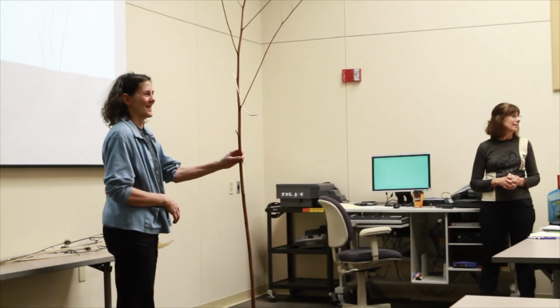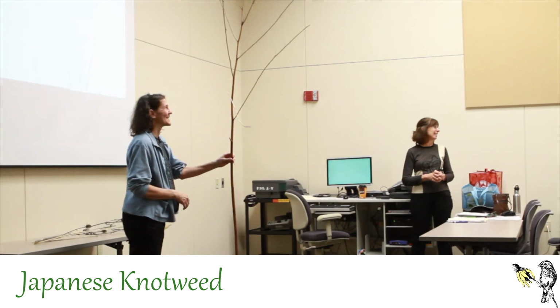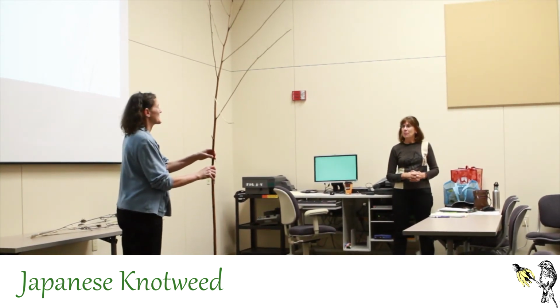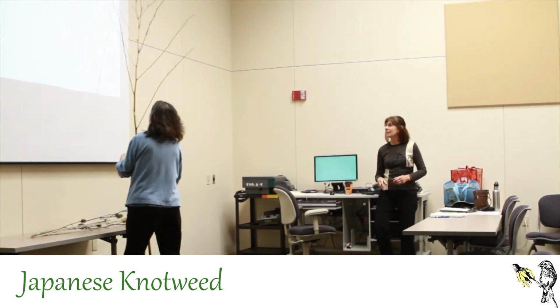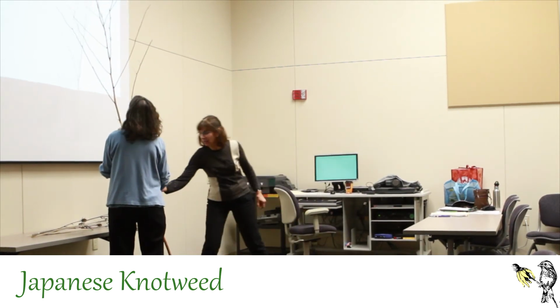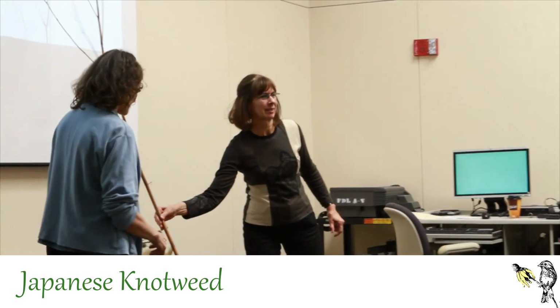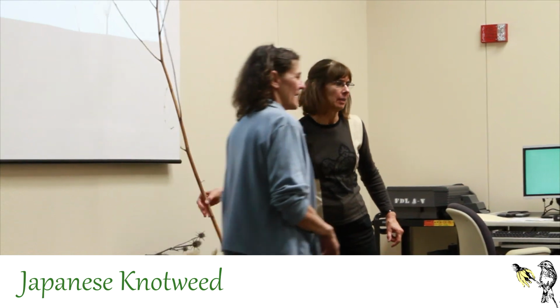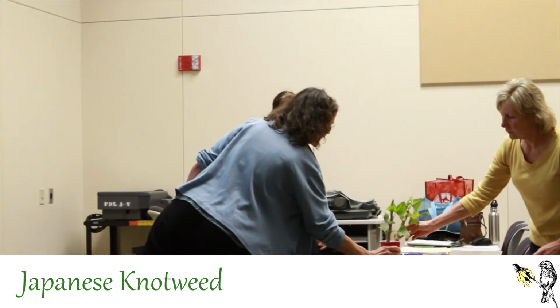Wild parsnip. Japanese knotweed. Wild parsnip does not get this high. But it really is interesting because it's hollow and it looks like bamboo. When it spreads like that too. Yeah, and it's just starting to come up out of the ground right now.